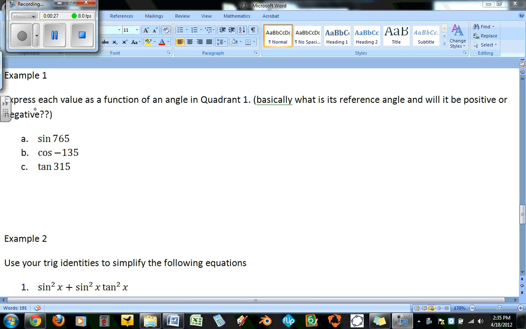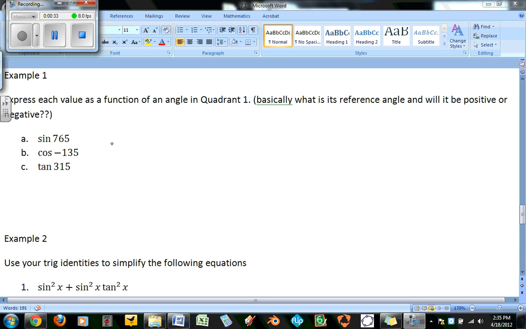So what we're doing, to help us work on that, we're going to express each value as a function of an angle in quadrant 1. Basically, if we figure out that this sine ratio is supposed to be negative, we're going to write it as a negative sine of its reference angle. And if it's going to be positive, we'll just call it the sine of its reference angle. So what we need to do is find this guy's reference angle, and then we're going to indicate whether the sine function is positive or negative. That's basically all it's asking for.